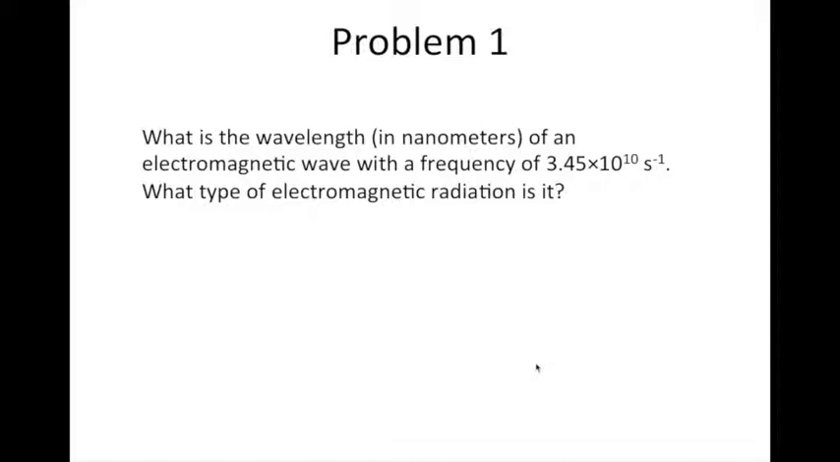So let's take a look at a problem related to electromagnetic radiation. You ask, what is the wavelength in nanometers of an electromagnetic wave with a frequency of 3.45 times 10 to the 10th seconds to the -1? And what type of electromagnetic radiation is this? So pause the video and see if you can solve this problem.